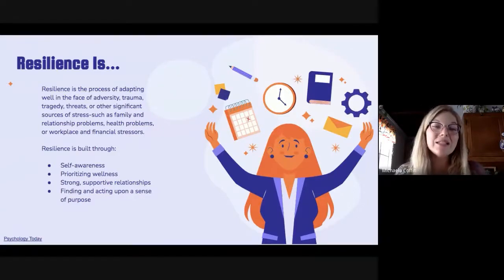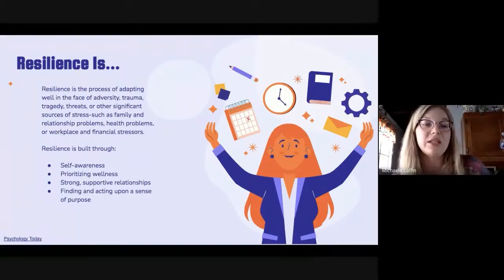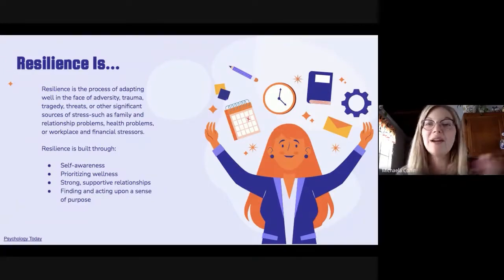And resilience is built through self-awareness, prioritizing wellness, strong and supportive relationships, and then finding and acting upon a sense of purpose. Down in the left-hand corner, there is a link to an article from Psychology Today. And if you do some more research on resilience, you'll find a lot of different ideas that people put out. But we felt that these four kind of encompassed everything.